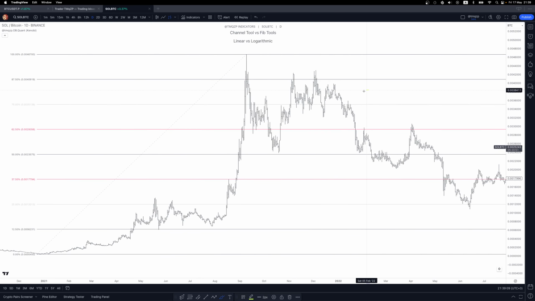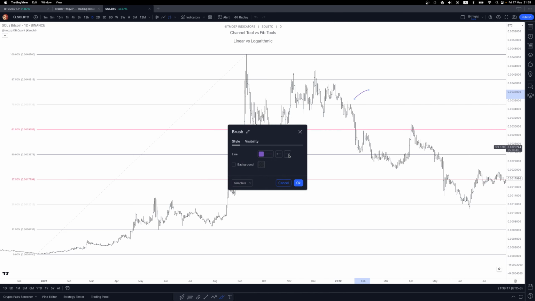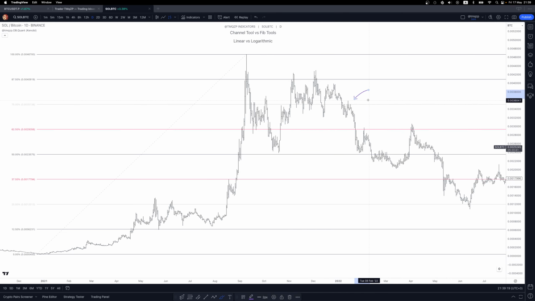Better color. I was not prepared today. Purple, it works. Give me an arrow. There we go. It rejects on the 75 here and it goes to the 25 here.